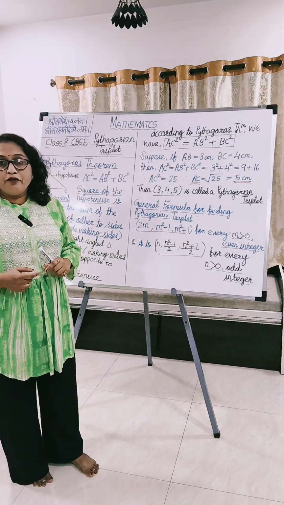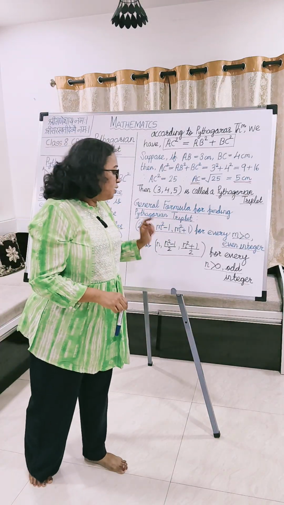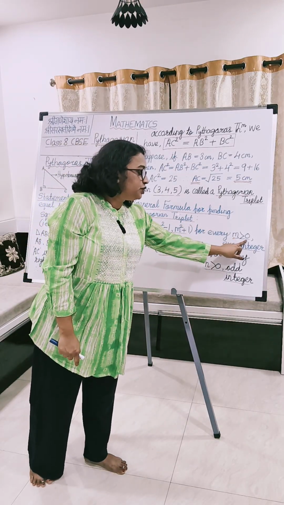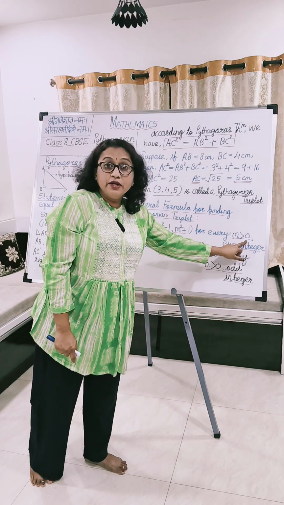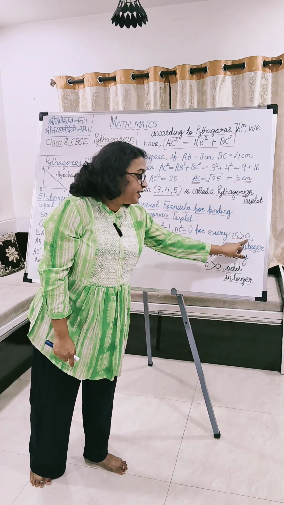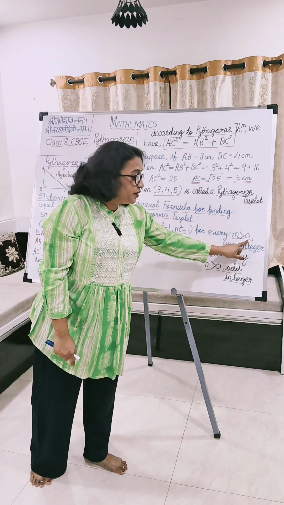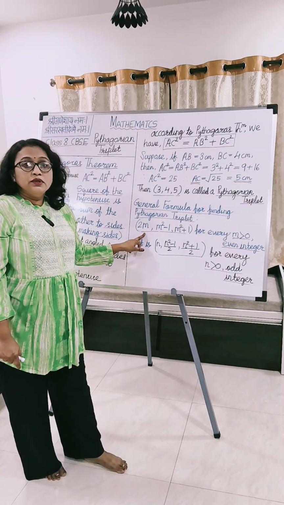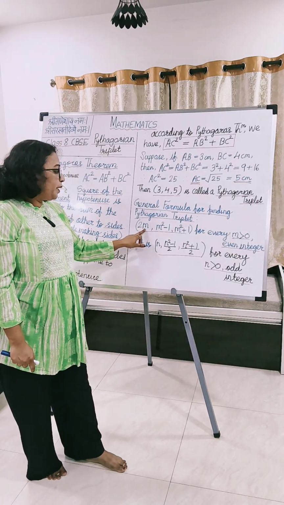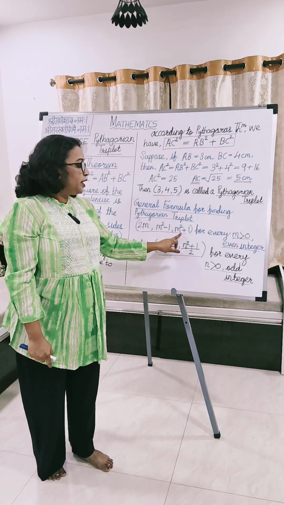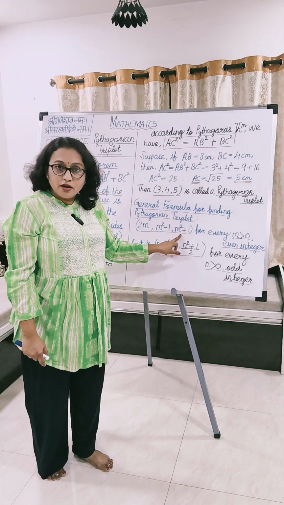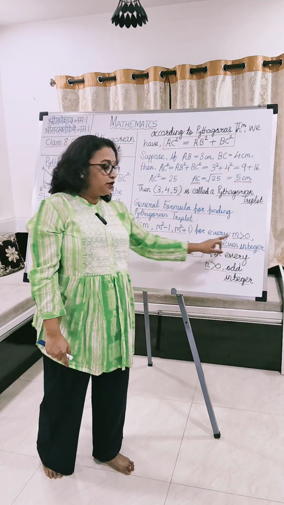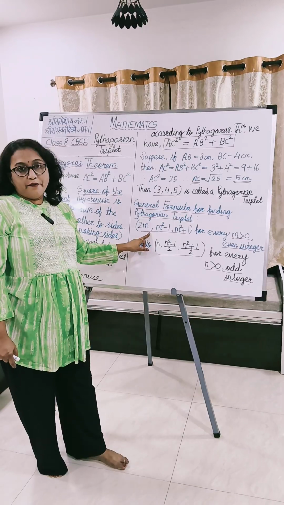Now in your textbook, they have provided one general formula for finding the Pythagorean triplet. Now what is that formula? They are saying that for any m which is a positive even integer, that is greater than 0, we can have the Pythagorean triplet as 2m, m square minus 1, m square plus 1. So for any m which is a positive even integer, we can use this formula.